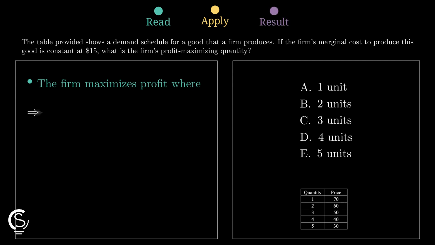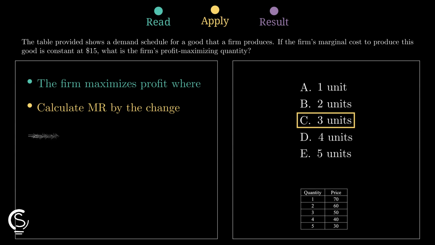At 3 units, marginal revenue drops to 15. Since this matches marginal cost, 3 units is the perfect quantity. Option C is our winner.